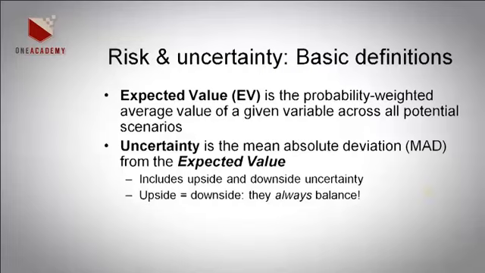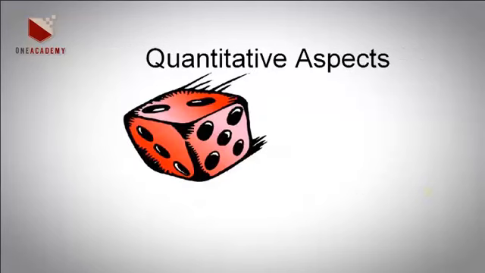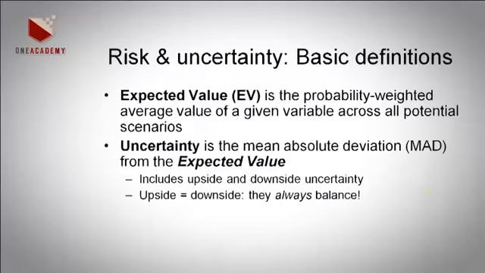So expected value, as we said, is the probability weighted average value of a given variable across all potential scenarios. And uncertainty is the mean absolute deviation from the expected value. The uncertainty includes both sides, the upside and the downside uncertainty. And the uncertainty is typically perceived as a symmetrical distribution, which means there is always balance in the uncertainty. Symmetrically, we do not know enough on both sides.